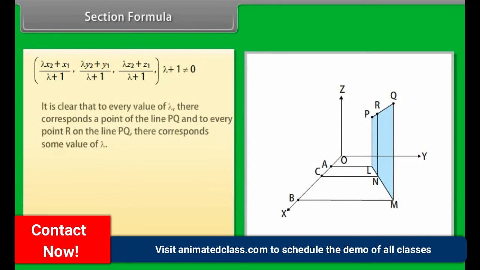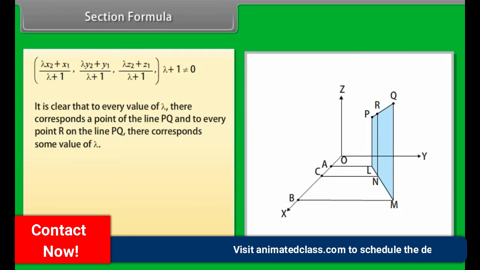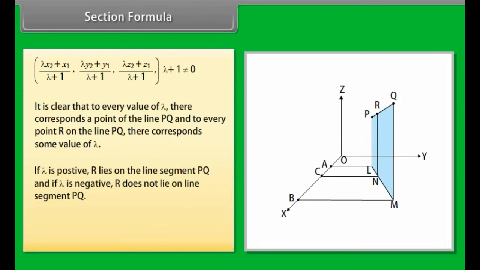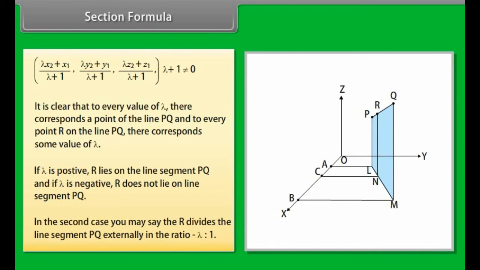It is clear that to every value of lambda there corresponds a point of the line PQ, and to every point R on the line PQ there corresponds some value of lambda. If lambda is positive, R lies on the line segment PQ, and if lambda is negative, R does not lie on the line segment PQ. In the second case, you may say that R divides the line segment PQ externally in the ratio lambda to 1.